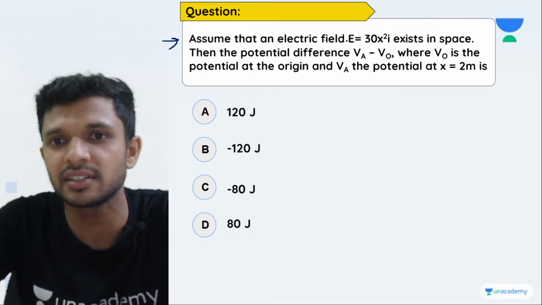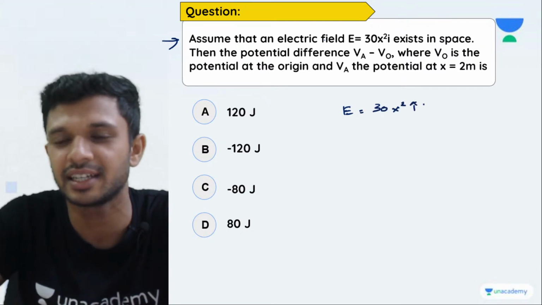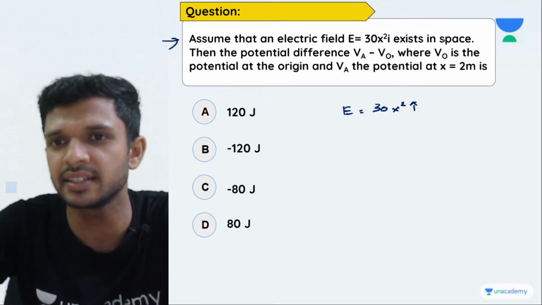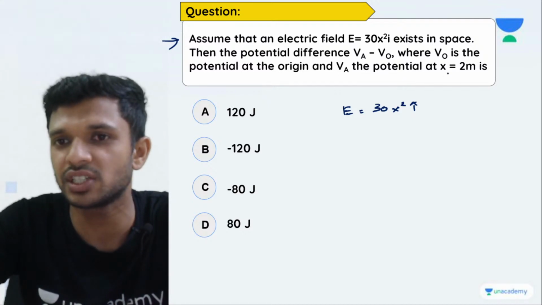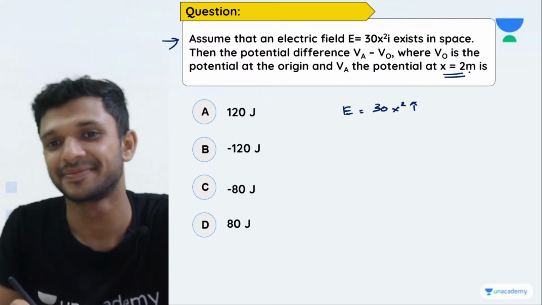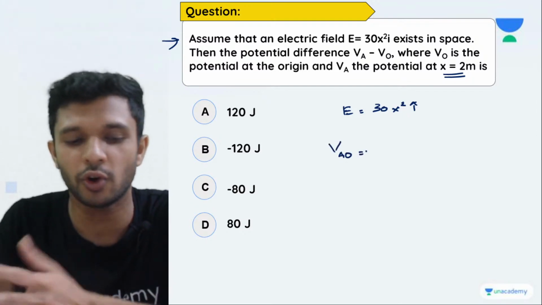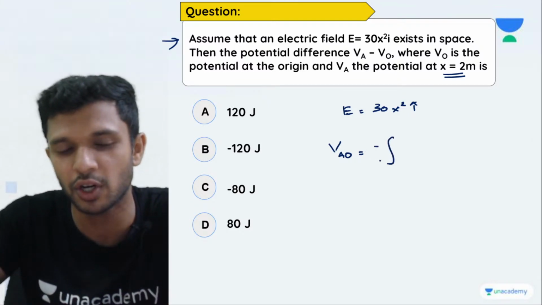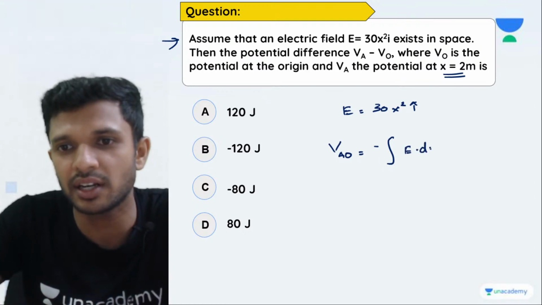Assume that an electric field, what is given? Electric field is given, okay? Electric field is 30x square i cap, exists in space. Then the potential difference VA minus V naught, where V naught is the potential at the origin and VA is the potential at x equal to 2 meter. How will you find out the potential difference? Oh, the formula we already know, the by-hearted formula, or those who are in my class, I have already taught you. What's the formula? That is equal to negative integral of E dot dx.